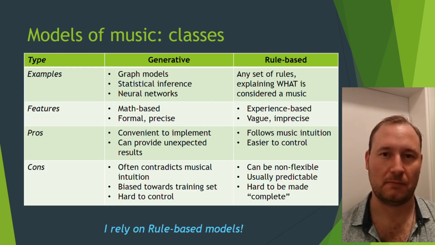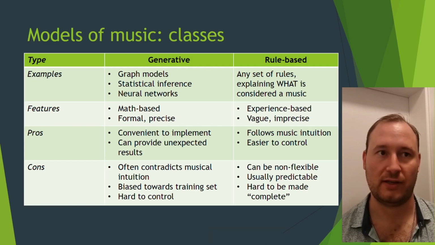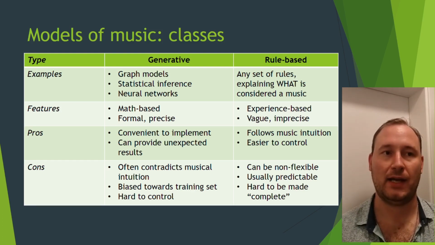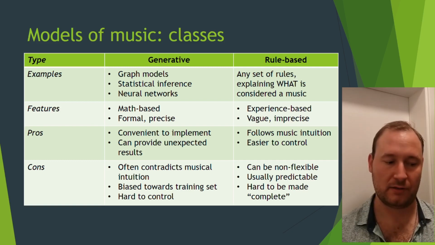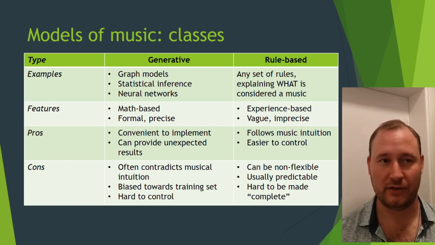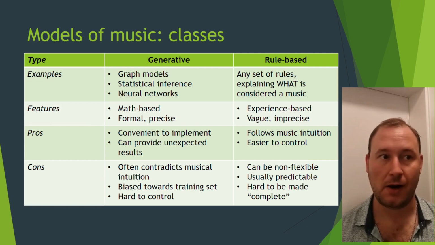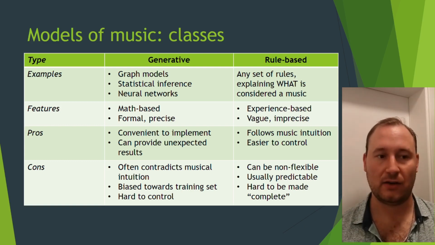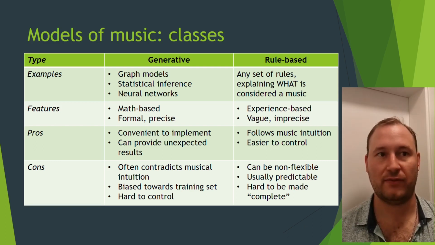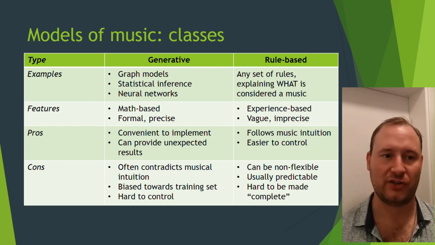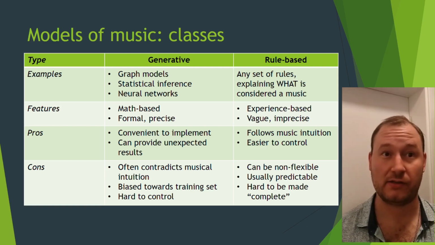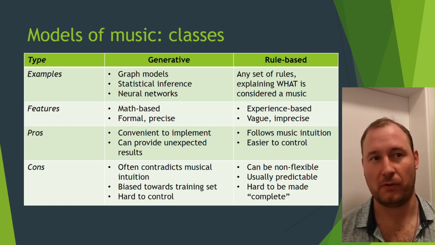Let me provide a list of features for each of these classes. Generative models include, let's say, graph models and neural networks, and they are math-based and formal, based on some mathematical idea, some mathematical representation. In contrast, rule-based models provide a set of empirical rules derived from musical intuition, and actually any set of rules which tells you what music is can be considered a musical model.